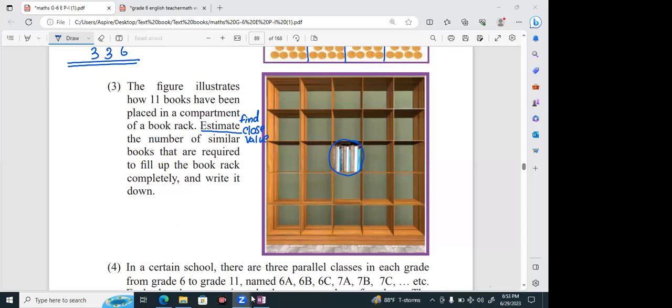First, you need to count the units and multiply the number of books with the units. Yes, we have to check how many units are there. The one unit is a compartment. That means you have to count how many compartments are there. Let's count 1, 2, 3, 4, 5, 6, 7, 8, 9, 10, 11, 12, 13, 14, 15, 16, 17, 18, 19, 20, 21, 22, 23, 24, 25 compartments are there in this book rack. Okay, then you have to multiply 25 by the number of books that can be placed in one compartment.